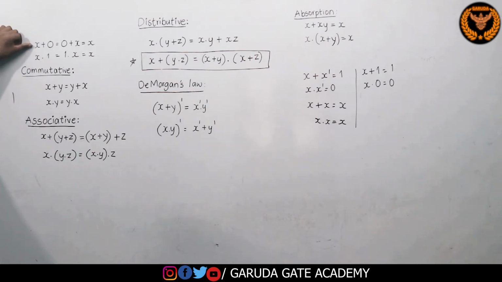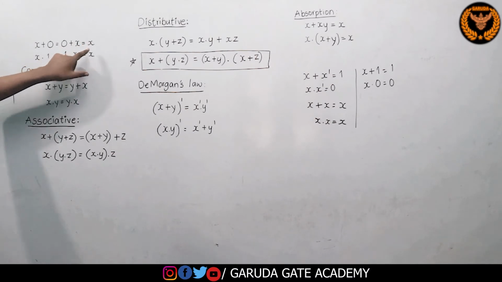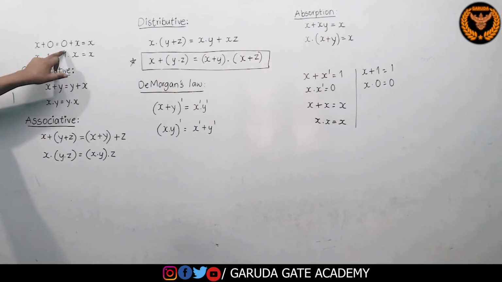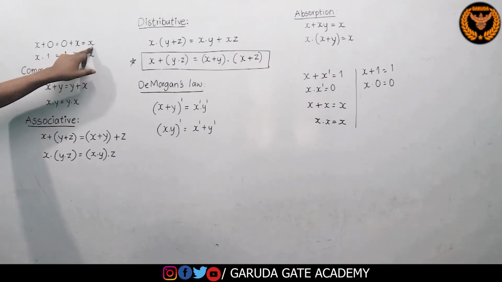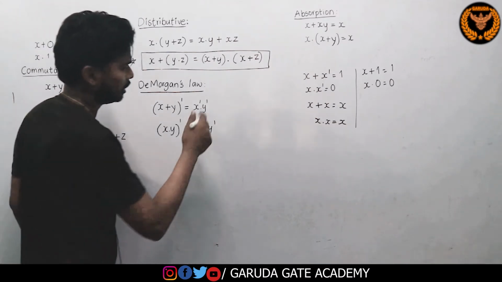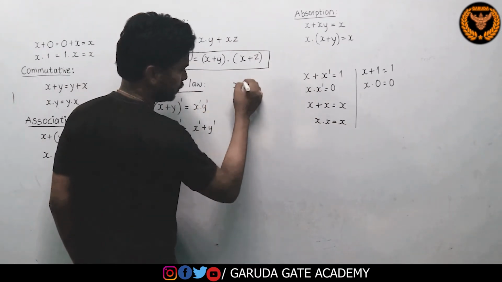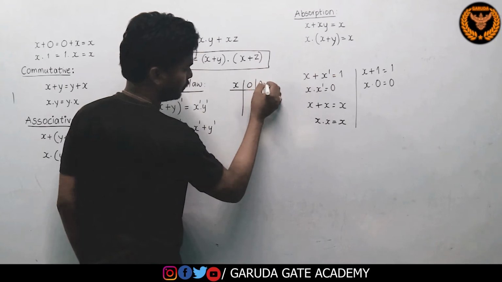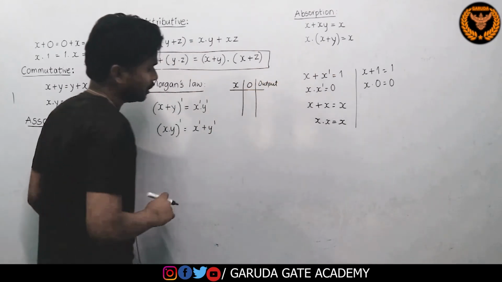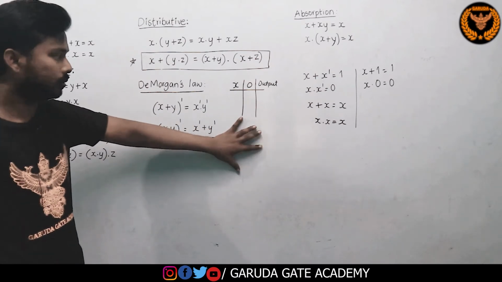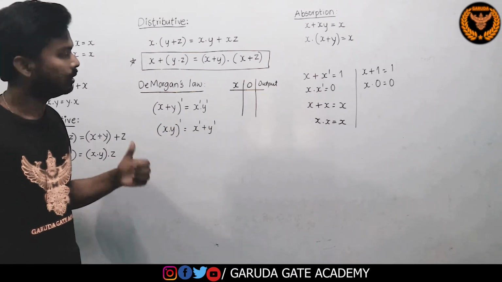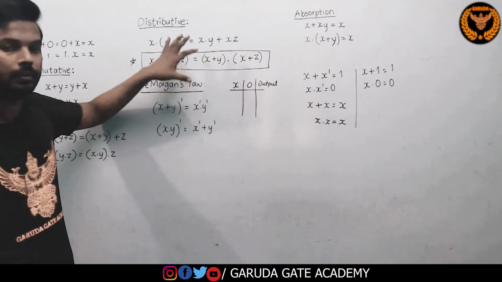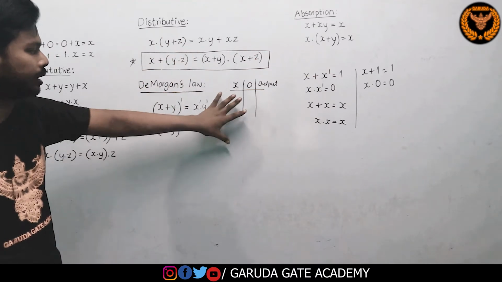Let's start with this one. x plus 0 or 0 plus x will be x, right? So if ORing is done between x and 0 or 0 and x, then the final output will be x. This can be understood like this. There is x and 0, and this is for output. I'm just drawing the truth table. We have discussed this truth table earlier in this video, right? I have placed some gates here and some gates there, and in between I drew the truth table. So that kind of table is this.